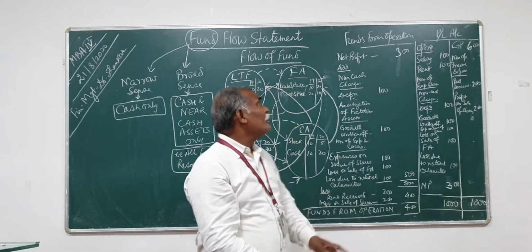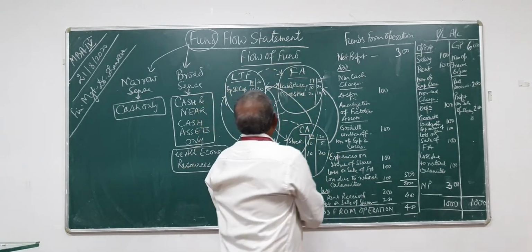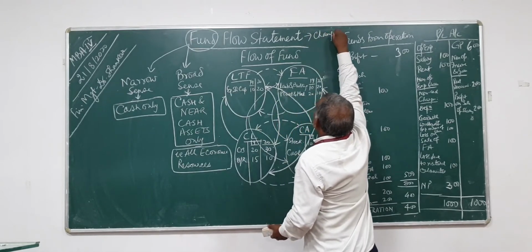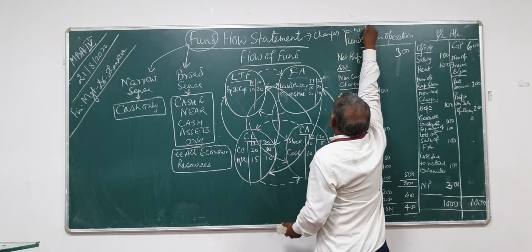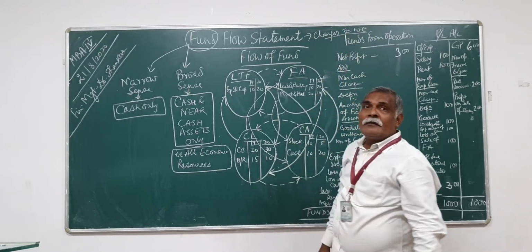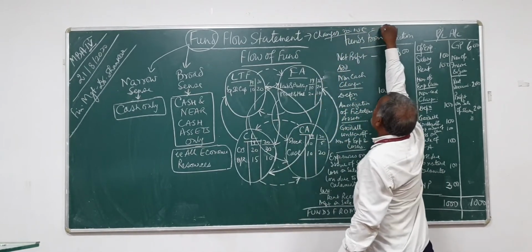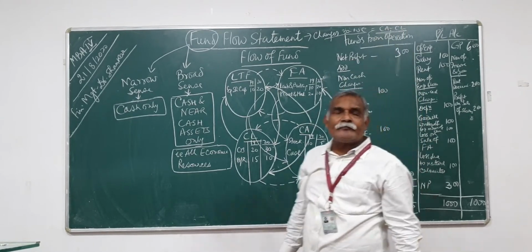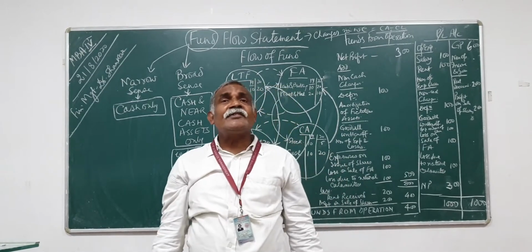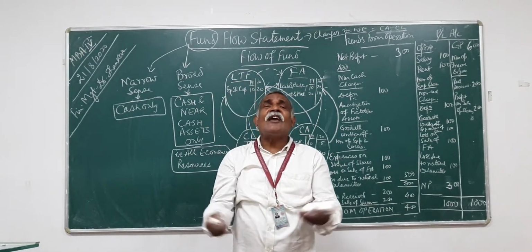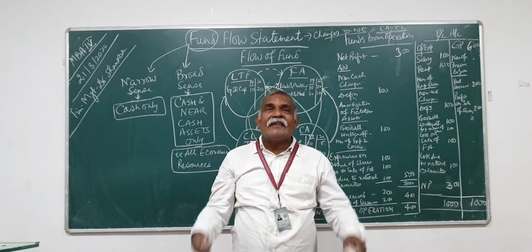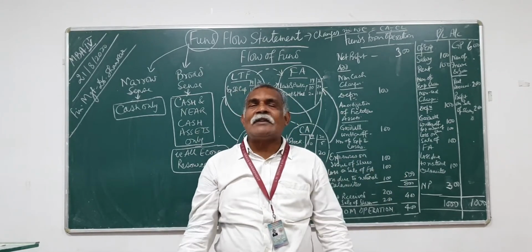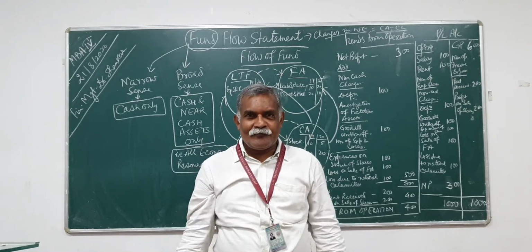And for this reason, the fund flow statement is prepared to know the changes in working capital. And working capital, you know, is current assets minus current liabilities. It means if there is a change in working capital, I can say there is a flow of fund. If there is no change in working capital, I can say there is no flow of fund.